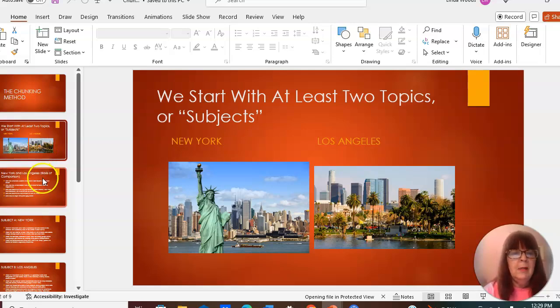So the thing is, with this method, we're going to start with our two topics that we're going to compare, and we're going to give them a label. We're going to call them subject A and subject B. In this case, I decided for this example that maybe we would compare two American cities, New York and Los Angeles. All right.